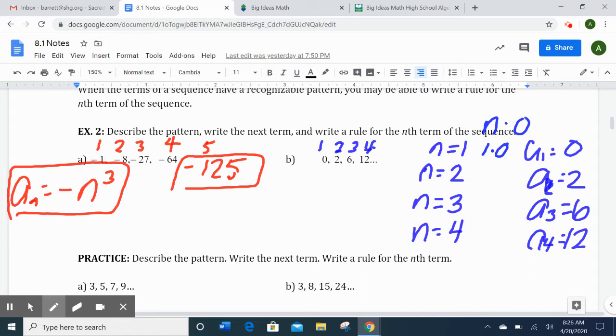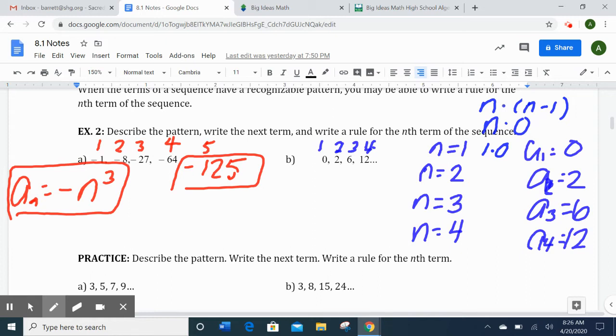So let's think about what else 0 is. Well, 0 is 1 less than 1. So how would I represent 1 less than n? I would write n minus 1. So 1 times 0 is the same thing as taking n and multiplying it by n minus 1. Taking the term number and multiplying by 1 less than the term number.